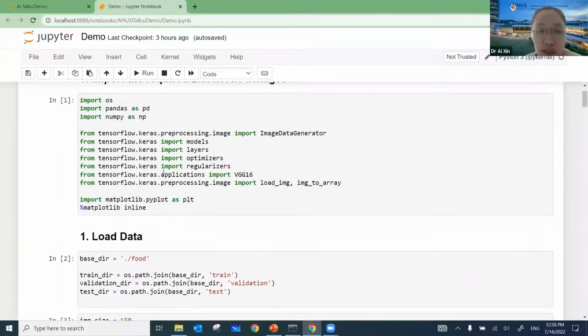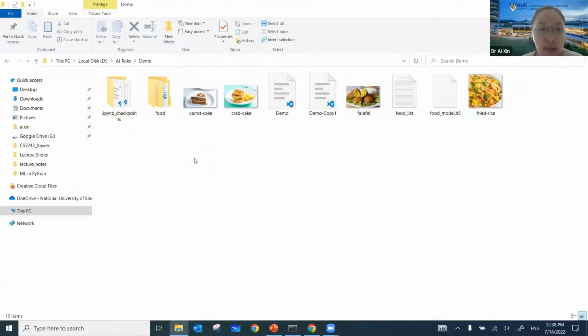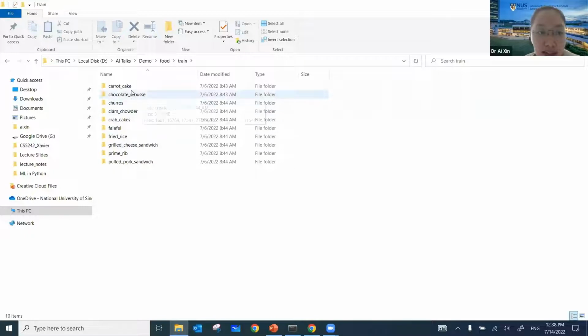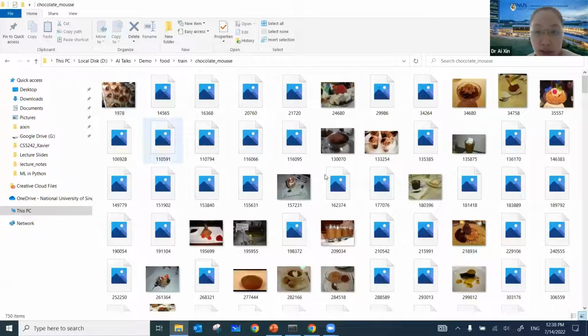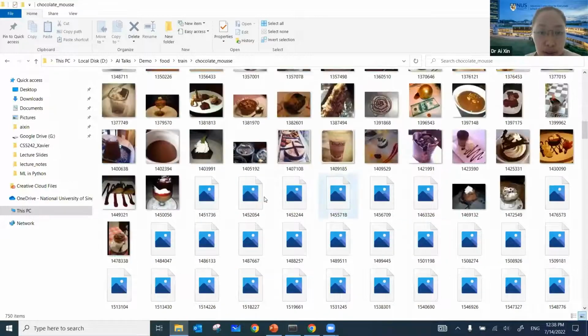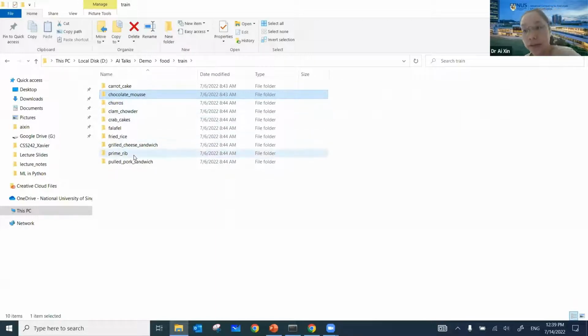Because nowadays with all those open source Python packages, we can do things very easily. I will not go through each line of code, just give you an idea. So we have a training data set. In this data set, I have 10 different kinds of food, and for each folder, you will see many food images. In this chocolate mousse folder, I have different images of chocolate mousse. We downloaded them online. Similarly for the other foods as well.